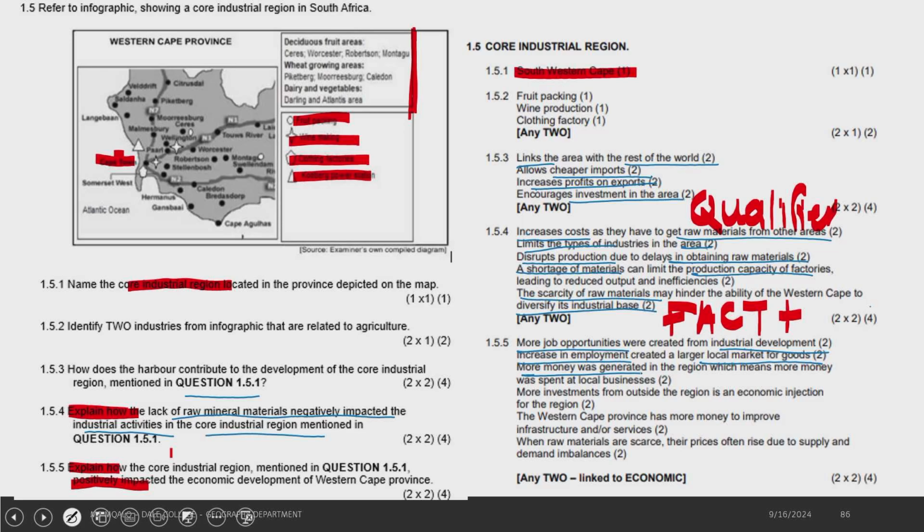More money was generated in the region, which means more money was spent on local businesses. More investments from outside the region is an economic injection. Western Cape Province has more money to improve infrastructure and services. And then when raw materials are scarce, the prices often rise due to supply and demand. So you can't just say improves infrastructure. You will not get the mark, learners. Ensure that you explain how. Fact plus qualifier.